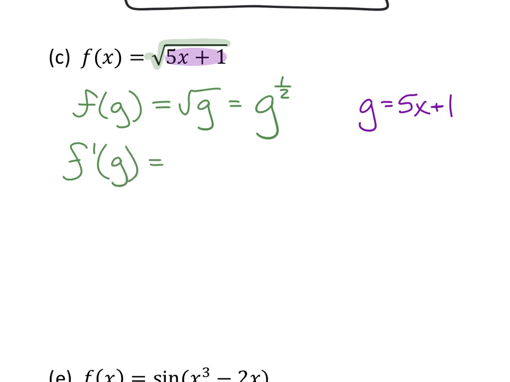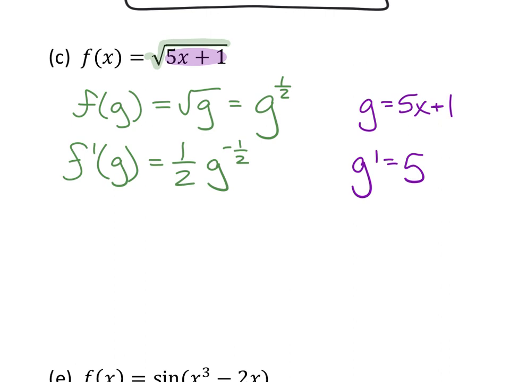When we do f prime of g, this is 1/2 times g to the negative 1/2, right? Multiply by the power, subtract 1. g prime is going to be what? 5. Okay, great.